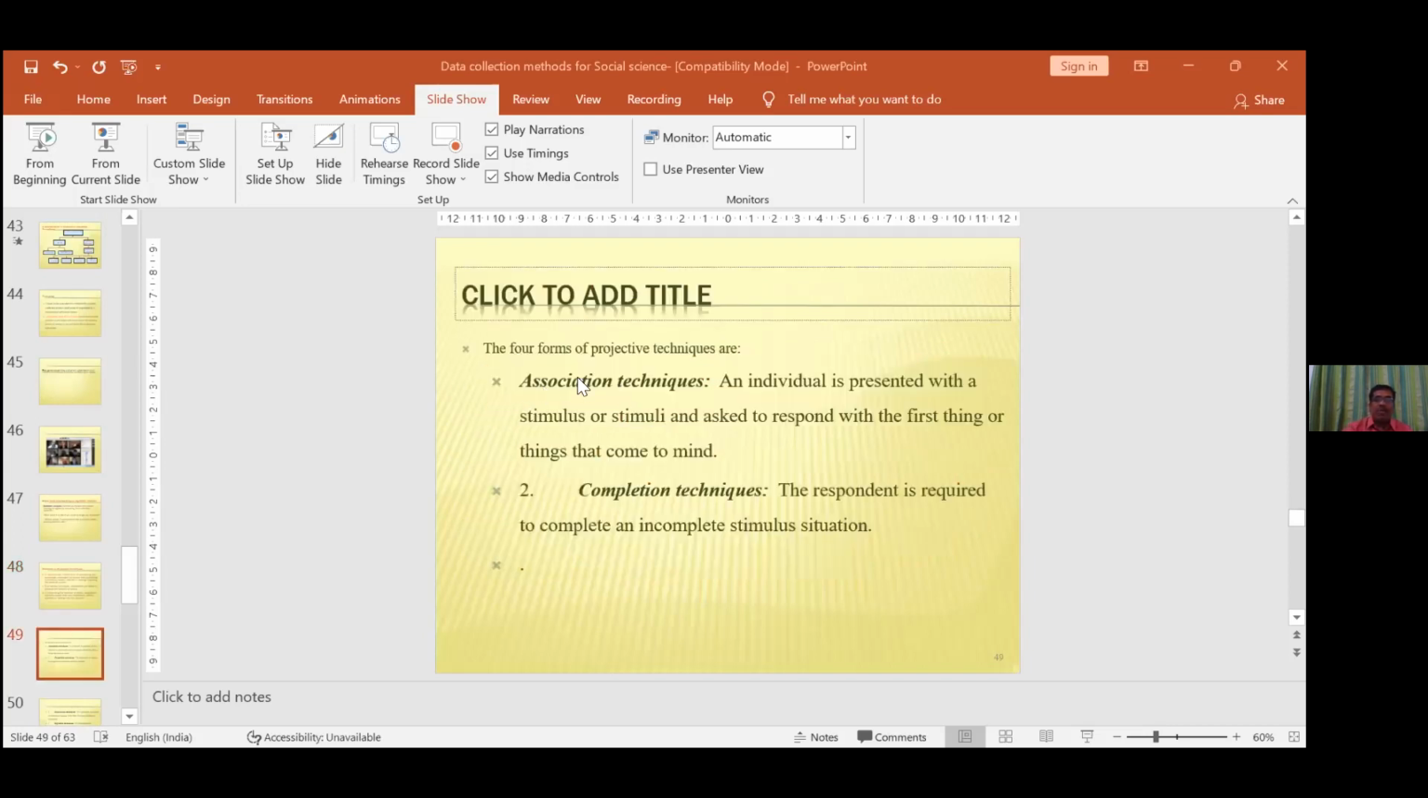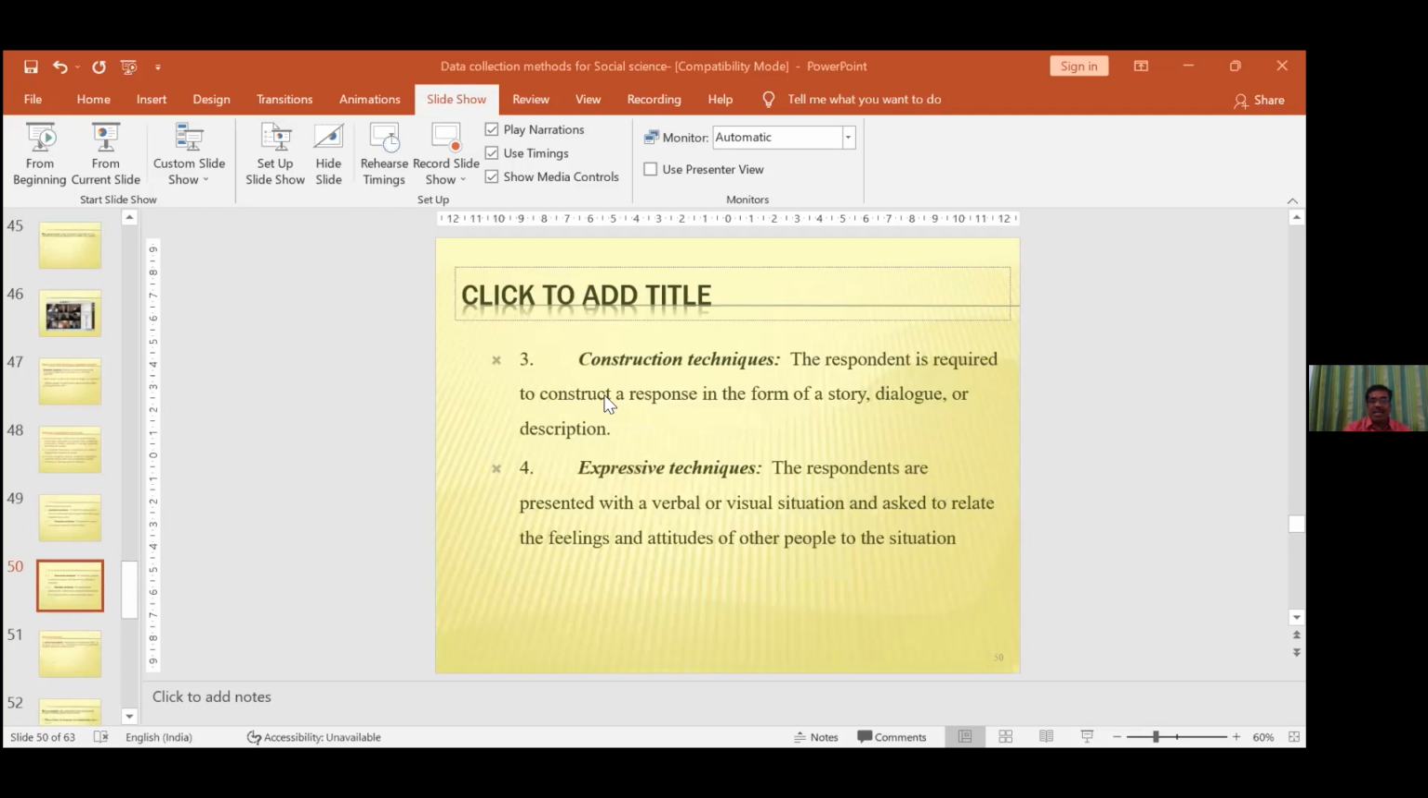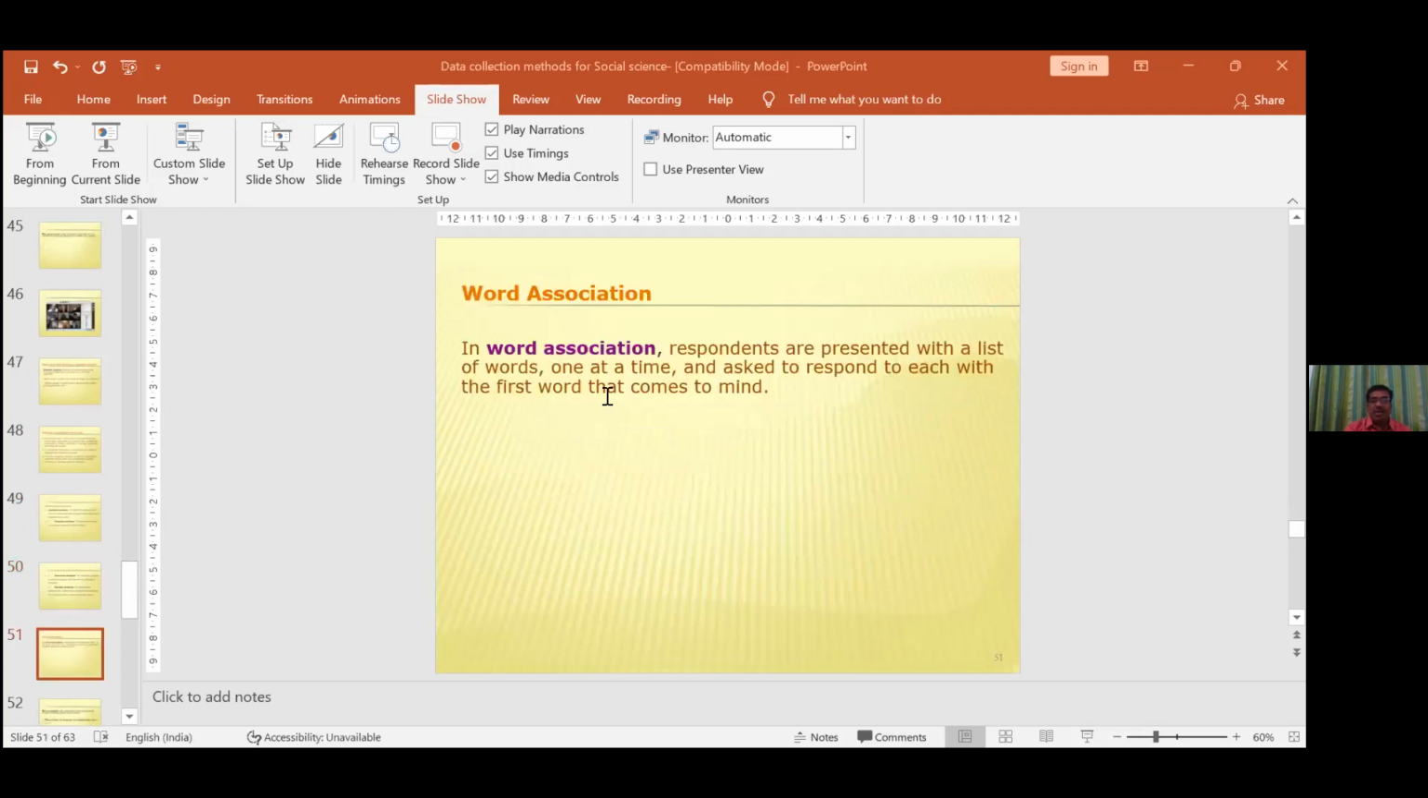There are 4 forms of projective techniques we have used. One is association technique, word association technique. Next one is sentence completion technique, construction technique, and expressive technique. We will discuss each and every technique. What is word association technique? In word association technique, respondents are presented with a list of words one at a time and asked to respond to each with the first word that comes to mind.